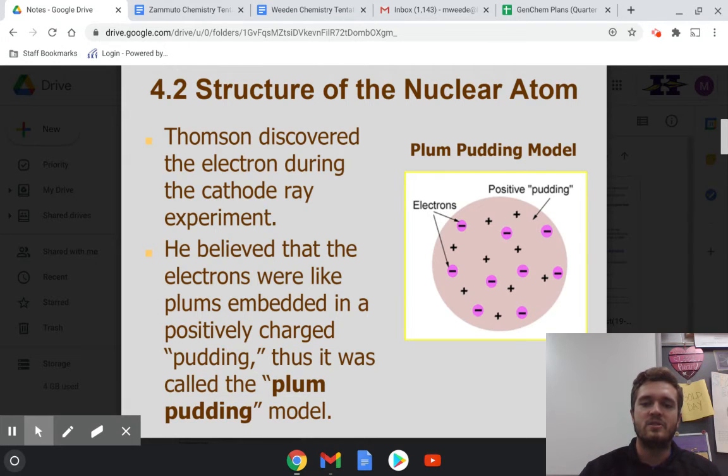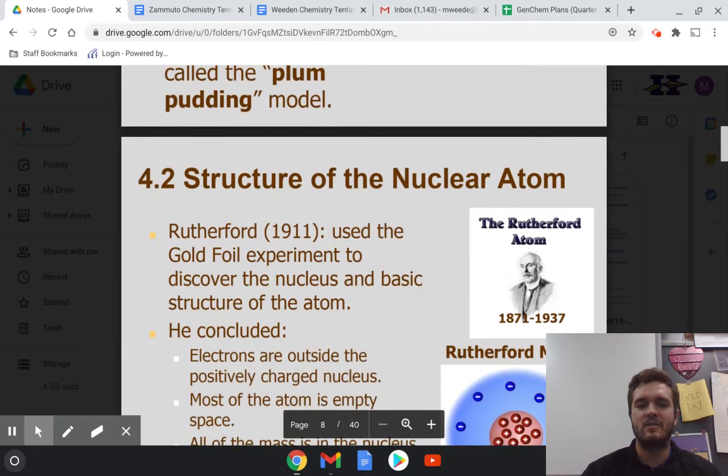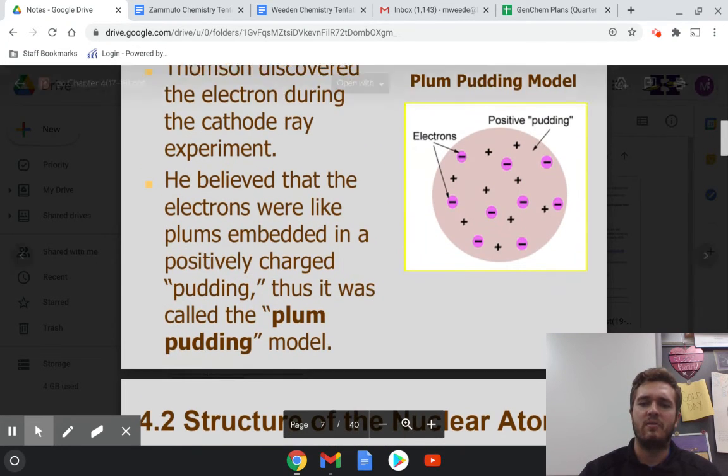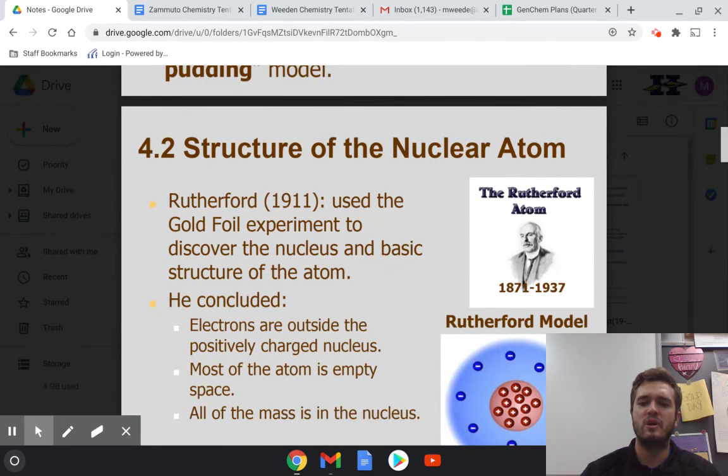Okay. And so Rutherford in 1911 was able to debunk that. And he was able to use a gold foil experiment to discover the nucleus and essentially the basis of the structure of the atom. So instead of having that pudding of an electrically charged pudding, he was able to identify the true structure of atoms.